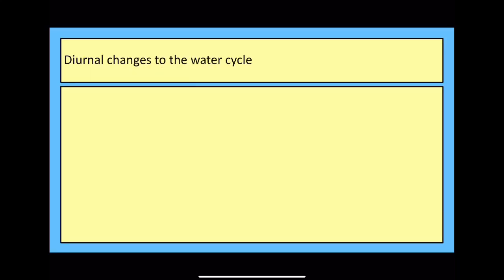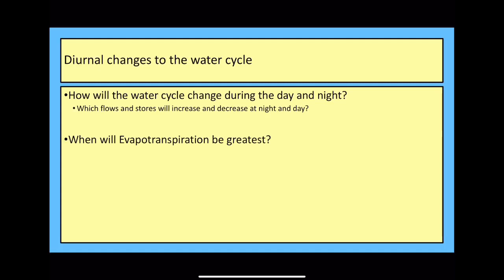Okay, so daily changes to the water cycle. In a similar way to what's happening with the carbon cycle, we're going to see similar changes to the water cycle. So how will the water cycle change between day and night? What flows do you think are going to increase during the daytime and might decrease at night, or vice versa? So evapotranspiration, I think obviously, is going to be at its highest during the middle of the day when the sun's energy is evaporating moisture. So the magnitude of evapotranspiration flow is going to increase during the daytime, and it's going to be very low at night. There's not going to be energy available at night.